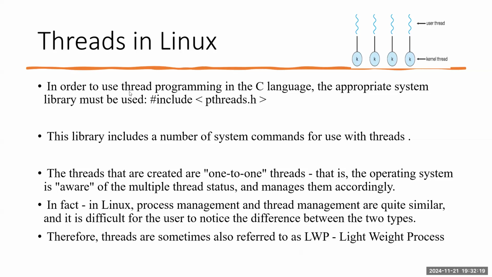In order to use thread programming in the C language, the appropriate system libraries must be used, and the library is called pthreads.h. P stands for POSIX, which is a standard. This library includes a number of system commands for use of threads. The threads that are created are one-to-one threads. That is, the operating system is aware of the multiple thread status and manages them accordingly. One-to-one, what we mean to say is like this picture, that every time I create a thread in Linux, a new process is created.